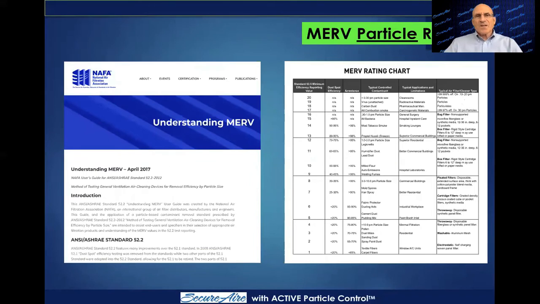So MERV ratings identify the effectiveness of removing the smallest particles, and the higher the MERV rating, the smaller the particle that it collects. So if we have a MERV 8, that's going to be less effective than a MERV 9, 10, or 11, and so on.